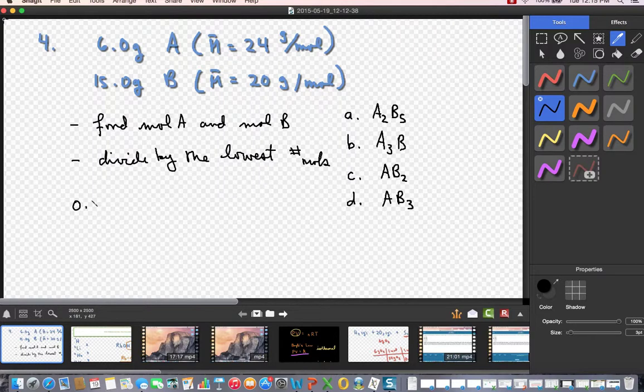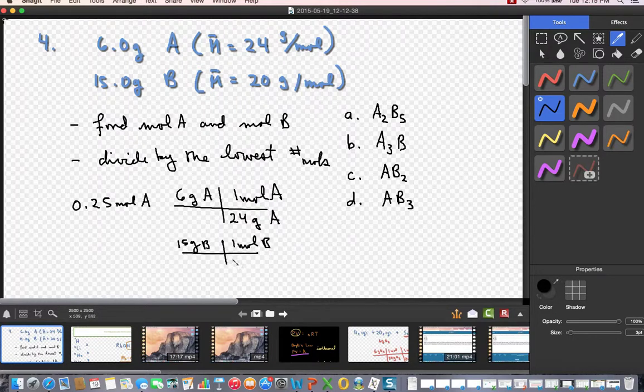That means we have 0.25 moles. To show that formally, I have 6 grams of A, and I have 1 mole of A for every 24 grams of A. 6 over 24 is 1/4, which is 0.25 moles of A. We are going to use the same logic for B. 15 grams of B. I have 1 mole of B for every 20 grams of B. 15 over 20 is 3/4. That's going to be 0.75 moles of B.